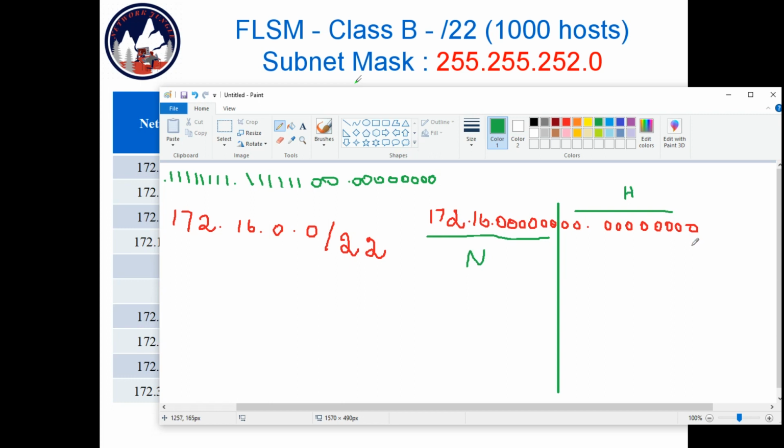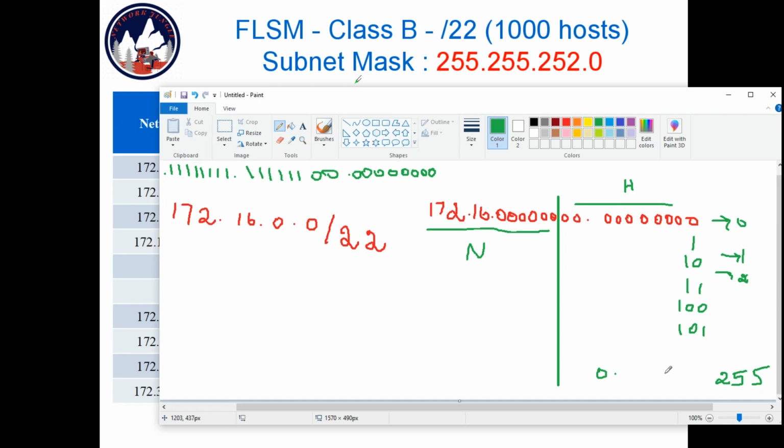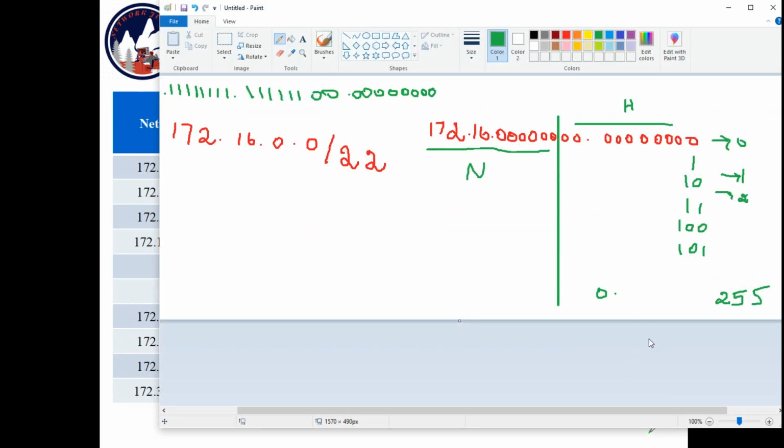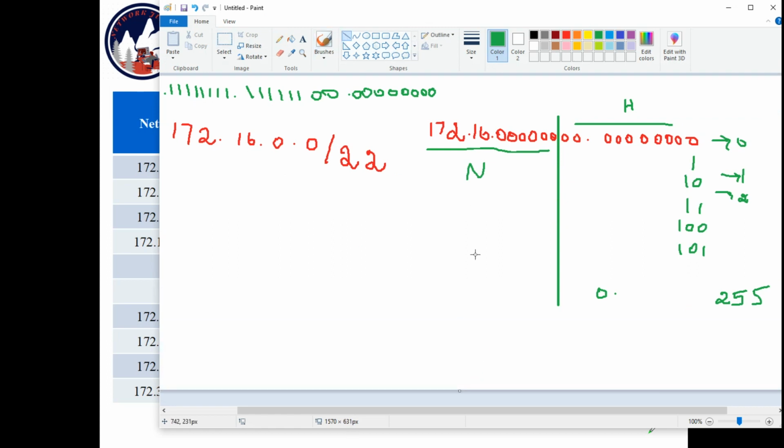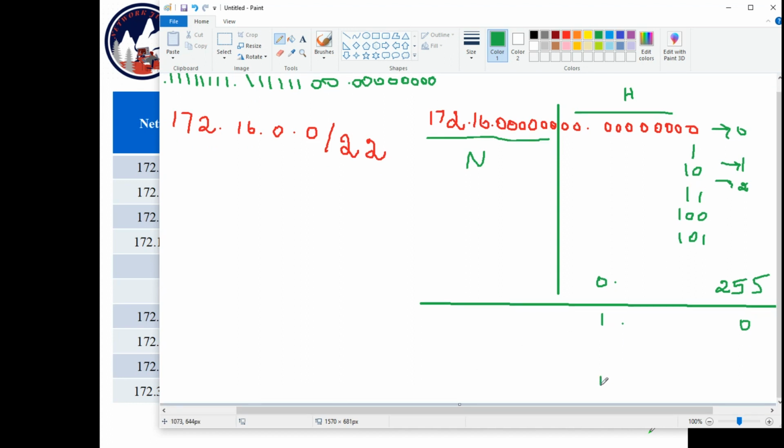So how is the value incremented? We already know it is incremented by 1. So 1, 1, 0, 1, 1, then 100, then again 101. It can be incremented successively. The equivalents are 0, 1, 2, 3. The final value is 0.255. After that it changes to 1.0, then it can also be incremented successively. The final value is 1.255.